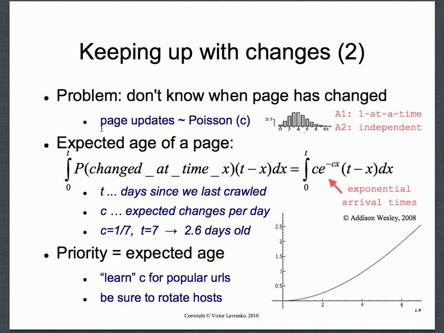So let's look at what this is doing. Right? So suppose that I have crawled this page before, and I'm going to set the time of 0 to correspond to the time when I've crawled it last. Right? So suppose I haven't crawled it for t days. What I want to know is what is the expected age of this page. So the way I can compute that, of course, I can't determine that, but I can estimate it.